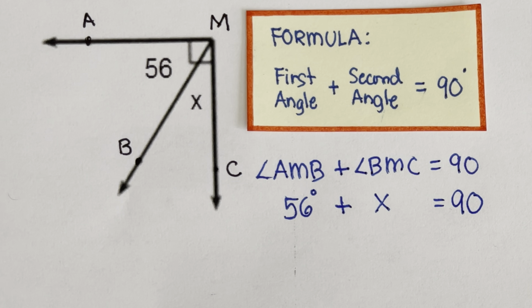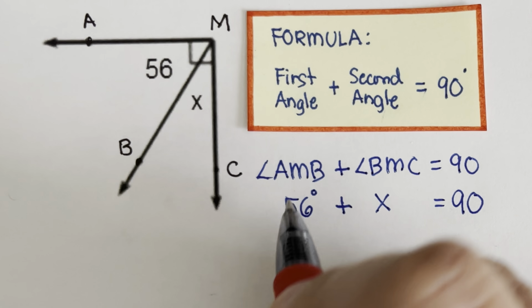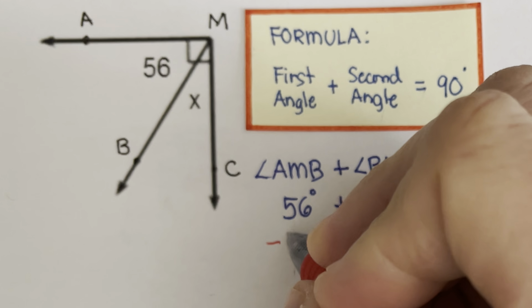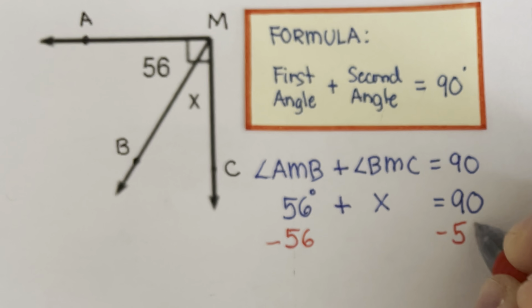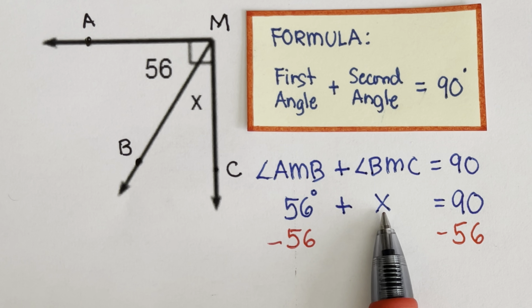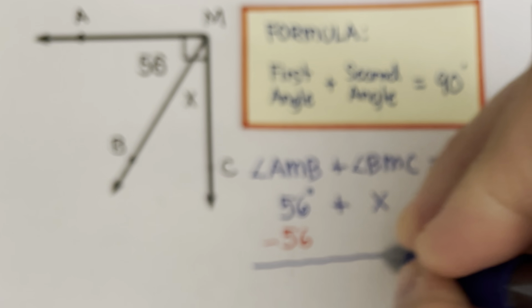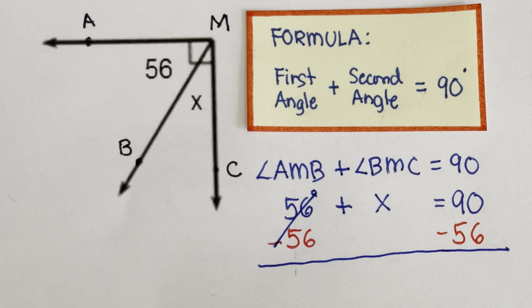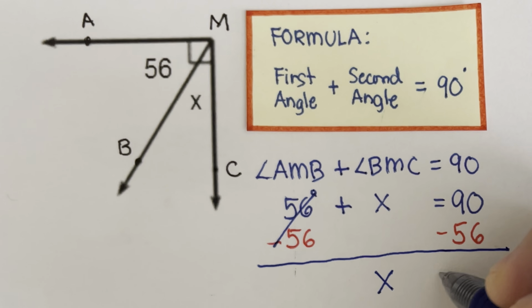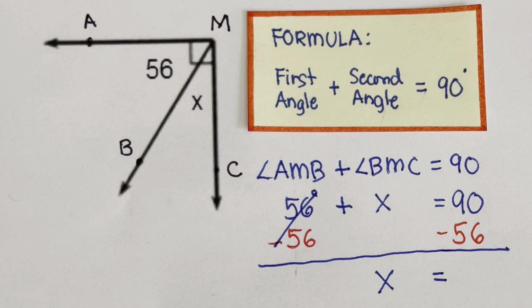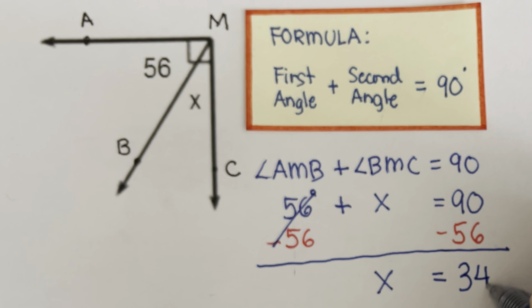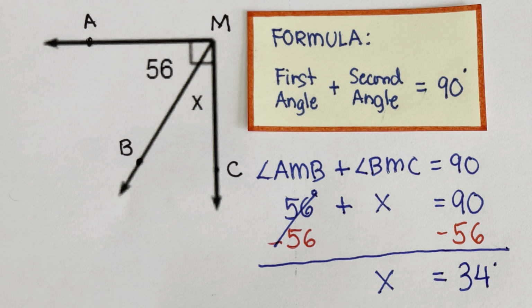Again, we are supposed to solve for x. In this problem, we can solve for x by subtracting 56 from both sides. So minus 56, minus 56, because our target is to solve for x, which means we need to have x by itself on one side of the equation. We can cross out the 56 and 56 because we subtract them. So we are left with x on one side, and if we subtract 56 from 90, the answer is 34. So our x is 34 degrees. I'm going to put this inside the box.